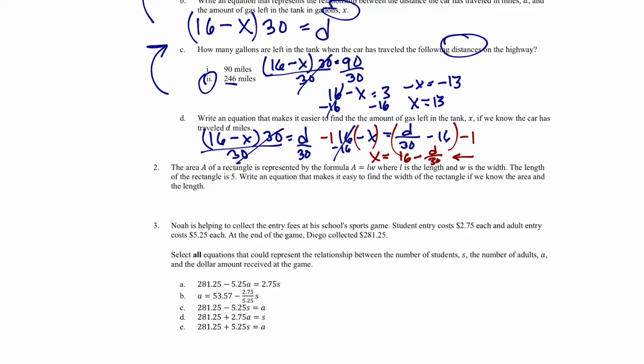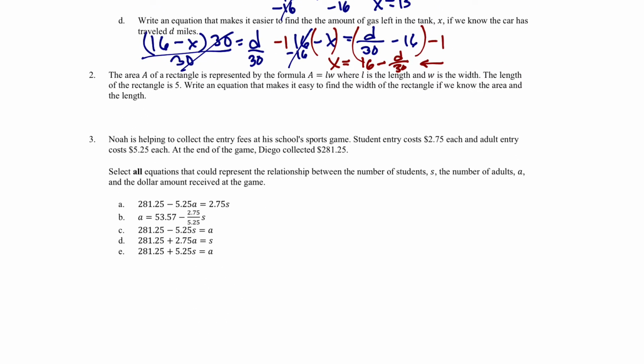All right. Number 2, the area of a rectangle is represented by the formula A equals LW, where L is the length and W is the width. Anytime you have the area of something, there's a shape, you need to draw it. So let's draw our rectangle here, and we're going to say L is the length, and W is the width. The length of the rectangle is 5. So this is width, length, and we'll say length equals 5. I'm writing the little cursive L because sometimes you all confuse my L's with 1, so we want to make sure that's clear.